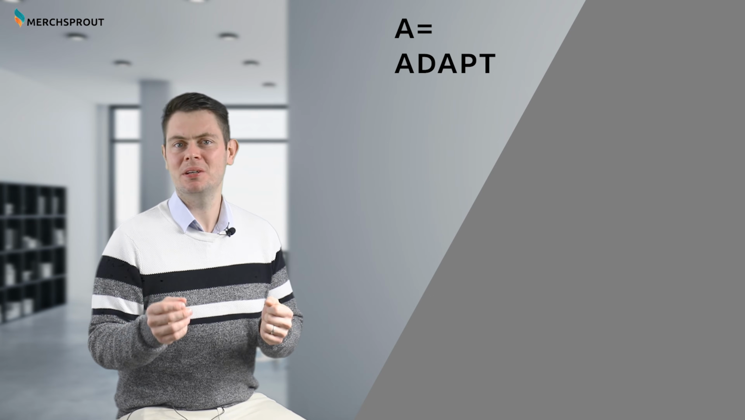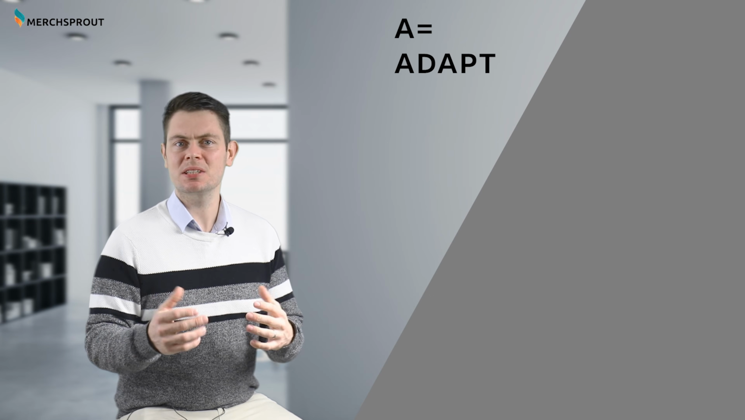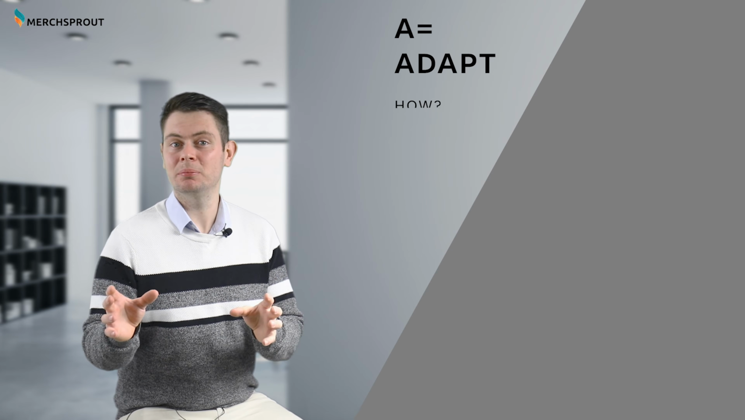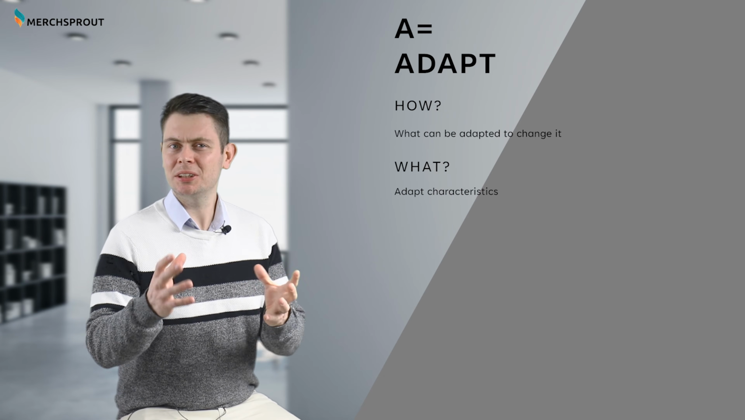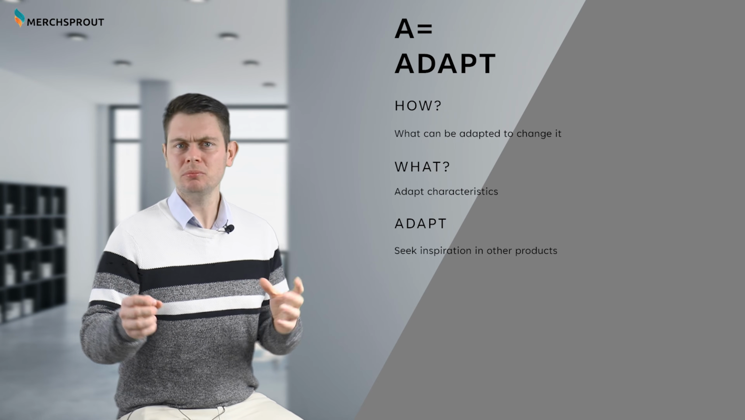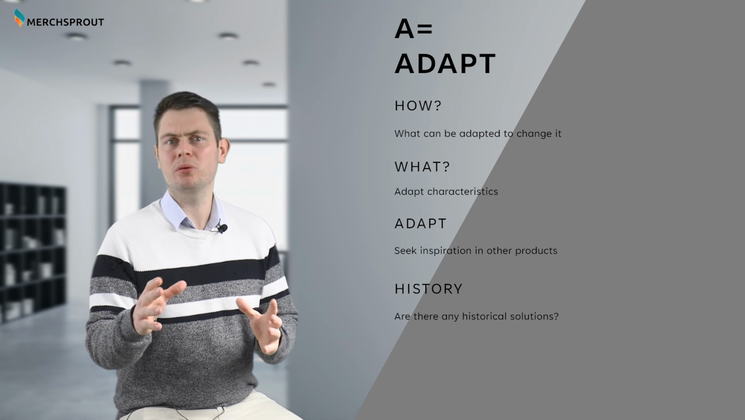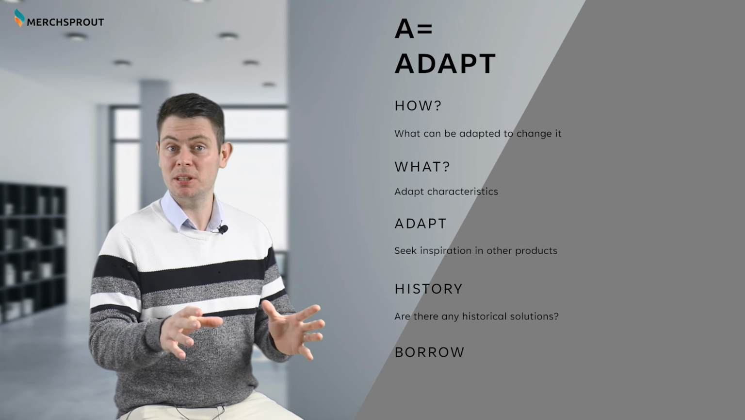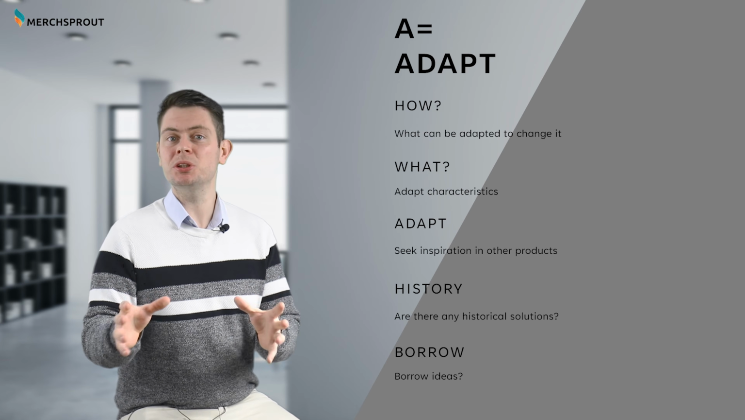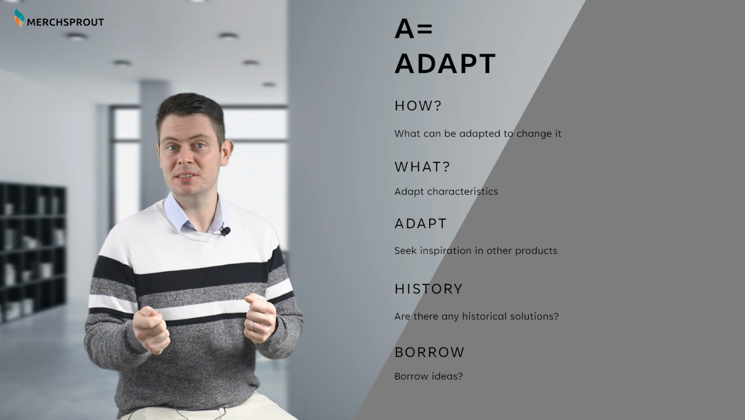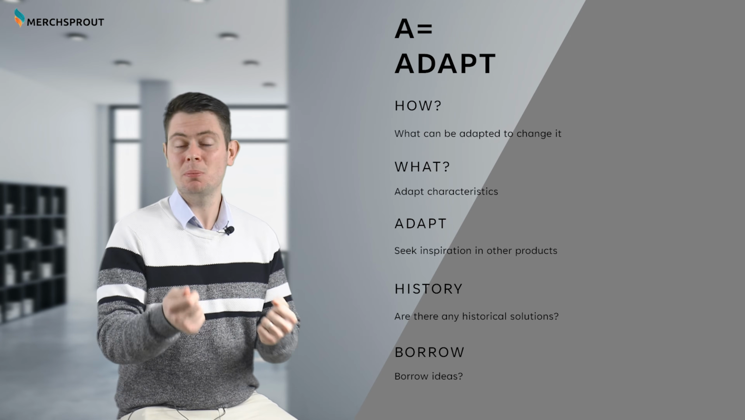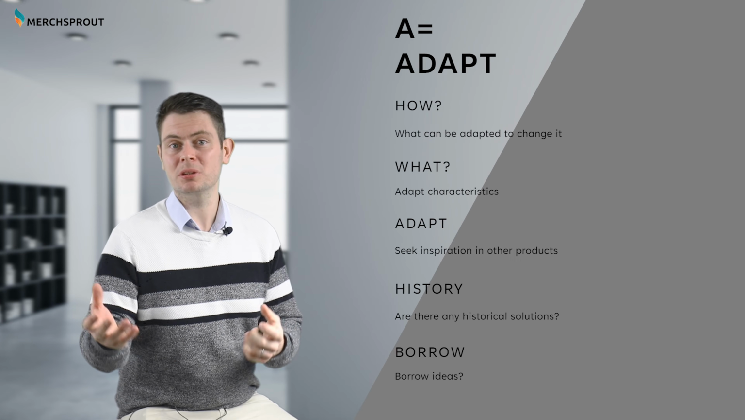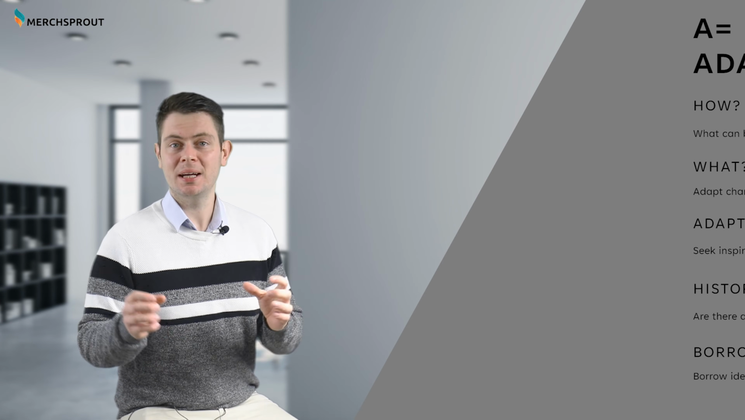The following question is all around the A. The A in SCAMPER stands for adapt. We want to ask ourselves here, what can I adapt to my product to change it? Which part of the product could I actually change? Could I change the characteristics of a component? Could I seek inspiration in other products or processes, but differently, maybe in a different way? Is there any historical solution to these issues or issues like this? Maybe I could borrow ideas from another product. Can I adapt the product to my target group? Maybe using one product and then using it in my target group in another way.